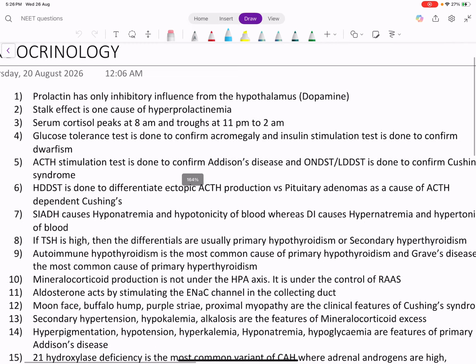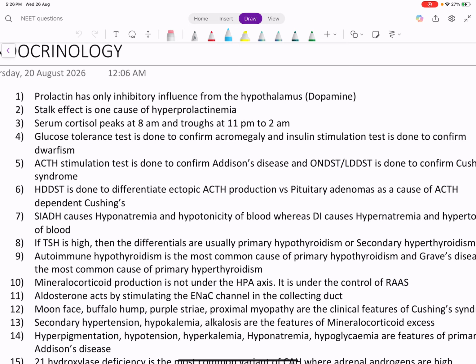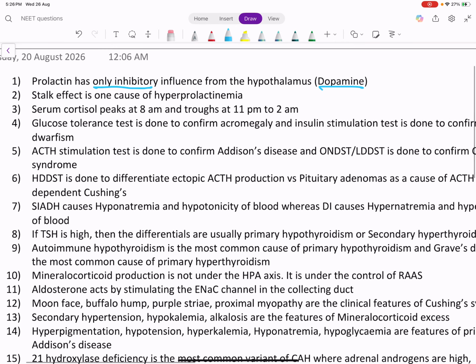Prolactin is the only hormone from the anterior pituitary which has inhibitory influence from the hypothalamus. It has only inhibitory influence, that is from dopamine. Stalk effect is one cause of hyperprolactinemia. Any tumor which is occluding the stalk, dopamine will not come from the hypothalamus to the anterior pituitary, so prolactin will increase. So that is called a stalk effect. It is one of the causes of hyperprolactinemia.